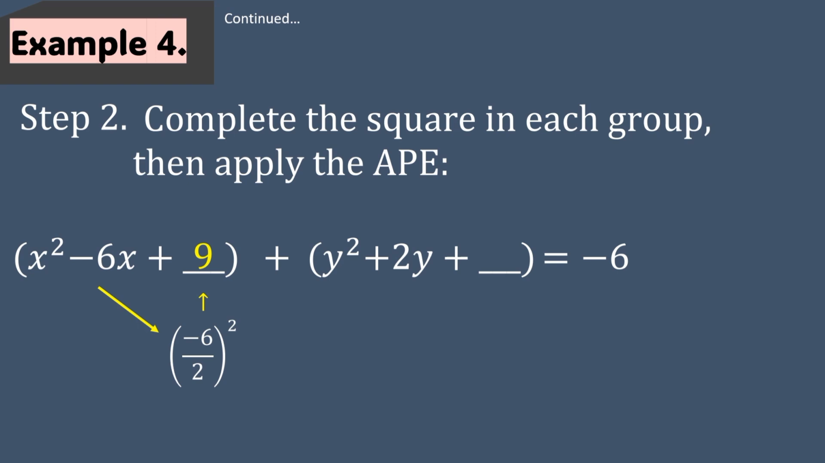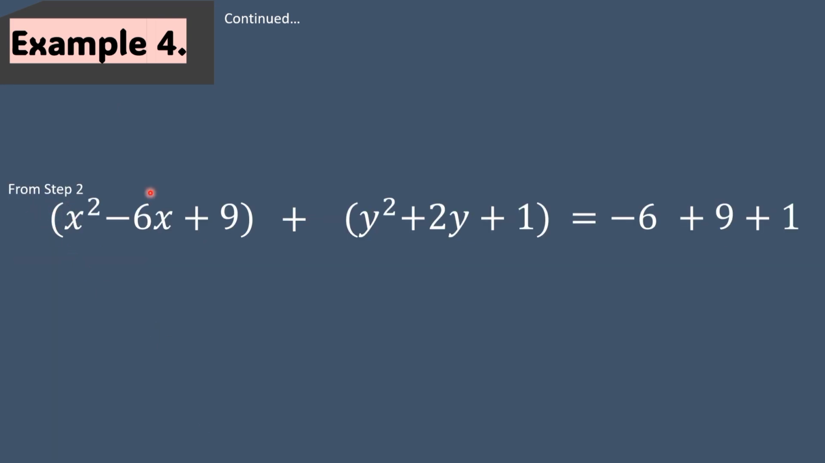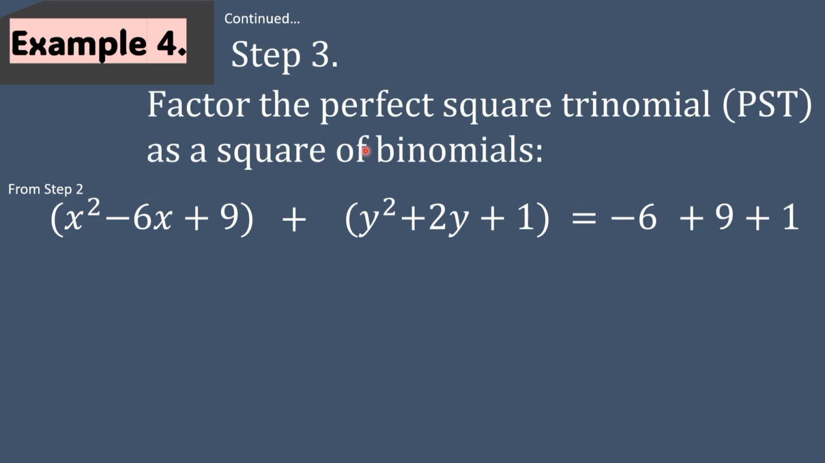The coefficient of the second term divided by 2, quantity squared, that is equal to 1. And then apply the addition property of equality. Add 9 and 1 on the other side of the equation. Then, from step 2, factor the perfect square trinomial, or the PST, as a square of binomials.